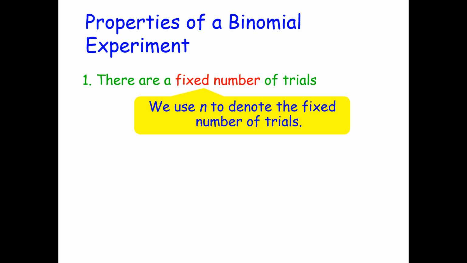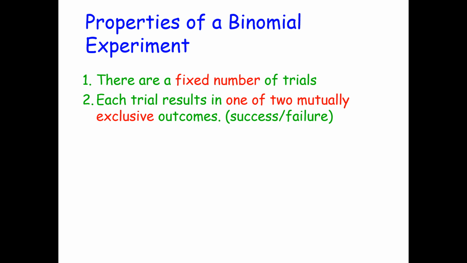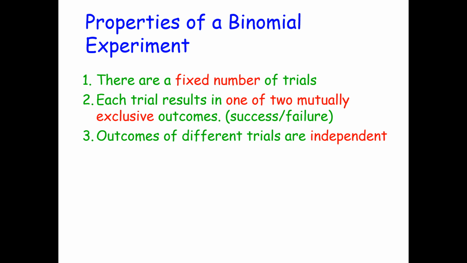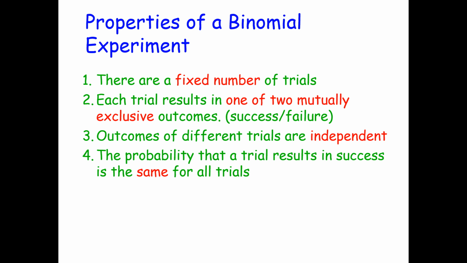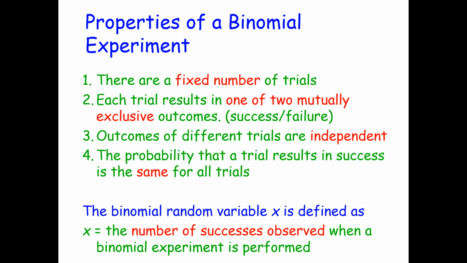Now, the properties of a binomial experiment are that there are a fixed number of trials, and we use an n to denote the fixed number of trials. Each trial results in one of two mutually exclusive outcomes, success or failure. Outcomes of different trials are independent. The probability that a trial results in success is the same for all trials. Now, the binomial random variable x is defined as x equals the number of successes observed when a binomial experiment is performed.